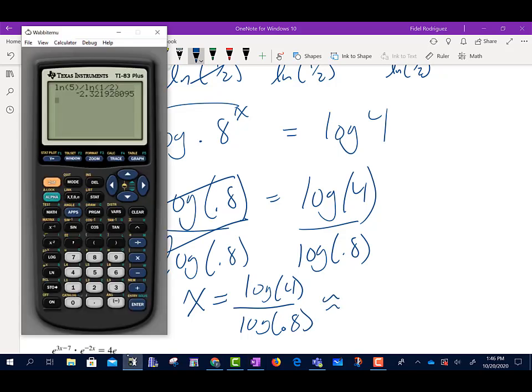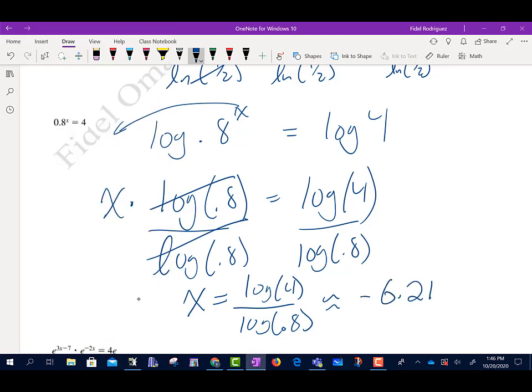And we're going to approximate it now. So the log of 4, again, don't forget to close out those parentheses. It's real important. Divided by the log of 0.8. Okay, close off my parentheses again. And to 3 decimal places, negative 6.213. So negative 6.213. And again, there's my answer.